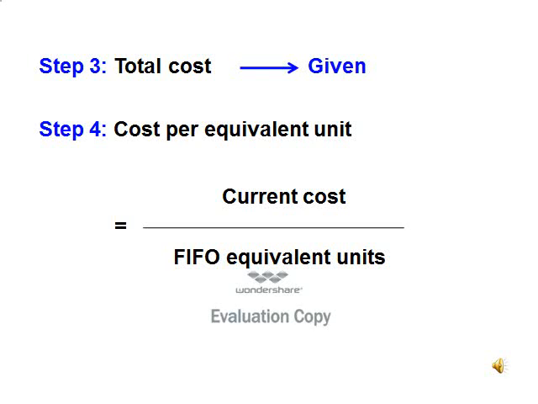Step number 3, summarize the total cost, which is given in the example. Step number 4, calculate cost per equivalent unit, that is equal to current cost divided by FIFO equivalent units.